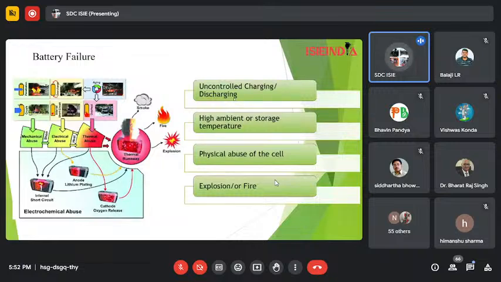If we are storing the battery pack, or parking our electric vehicle in the hot summer in an open area where lots of sun is coming, or charging the battery in a sunny area where there is a lot of heat, and then traveling, what will happen? It will put thermal stress on that battery pack. It will get internally heated.